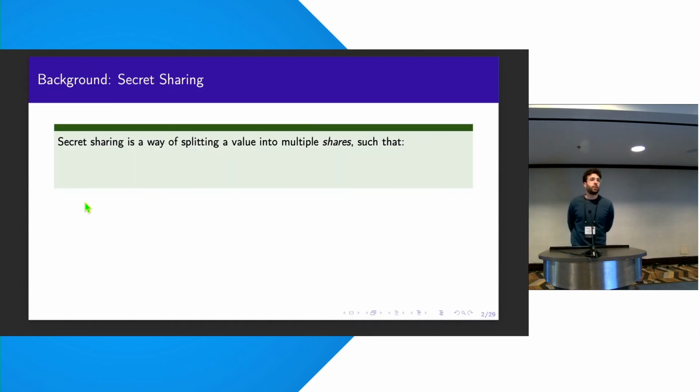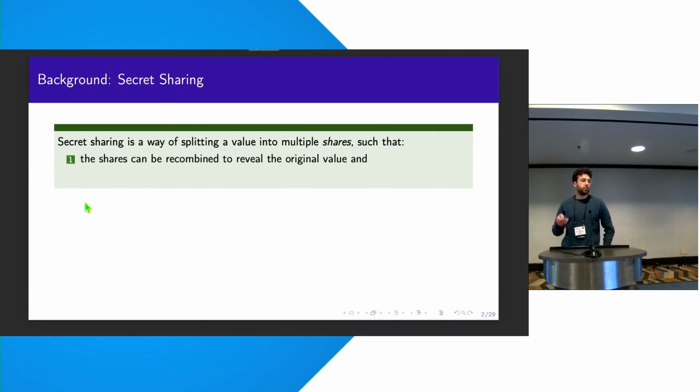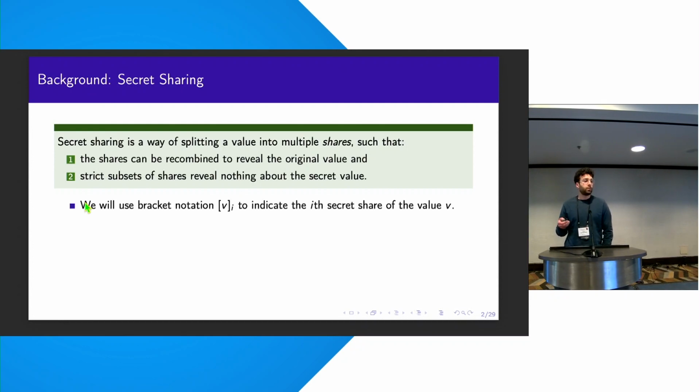So to start with some background, what is secret sharing? Secret sharing, as we're probably all familiar in this room, is a way of splitting a value into multiple shares such that the shares could be recombined to recover the value, and strict subsets of shares reveal nothing about the secret. We will use bracket notation to indicate the ith share of a value v, and addition for recombining shares. So if we have 2 secret shares, we can add them together and get back the value.